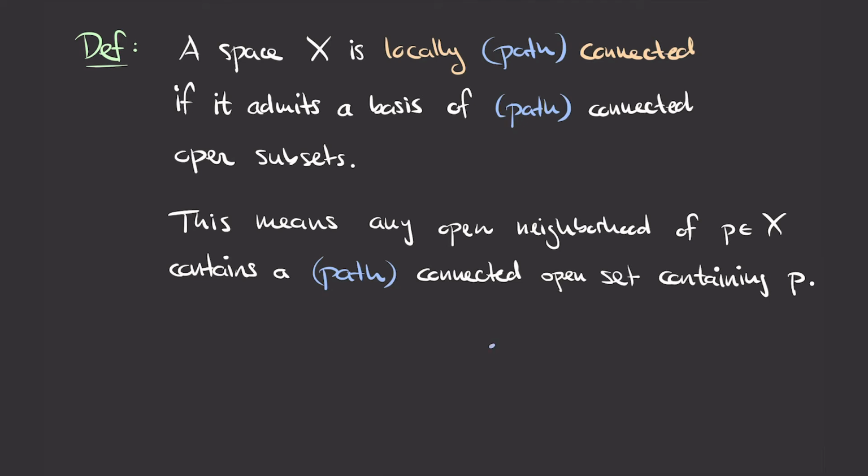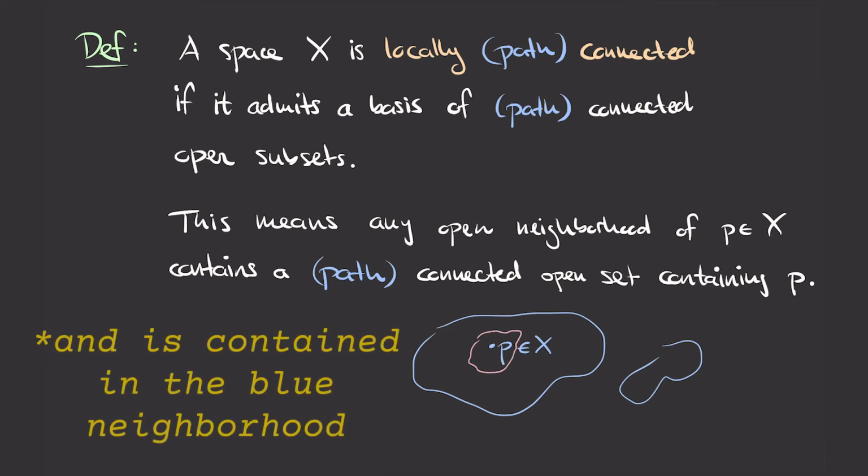So I'll draw what it means. We take some point P in our space X and some arbitrary neighborhood surrounding P. So this is some open set that contains P, and it could be fairly complicated. Now our space is locally connected if, regardless of what point and neighborhood we chose, we can find some connected open set that contains P. So that would be this red set here.